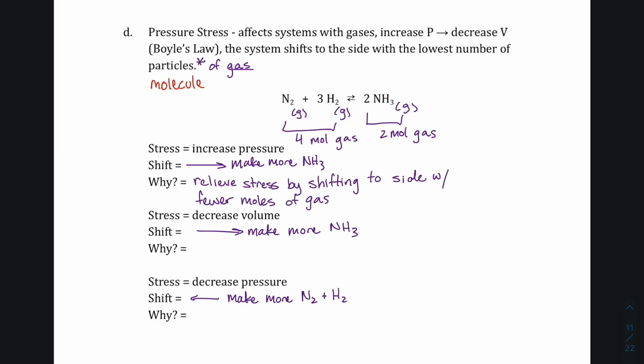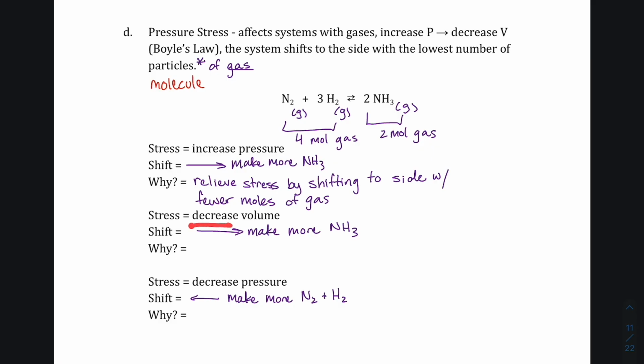All right, so if we increase pressure to relieve that stress, the reaction is going to shift to the side with fewer moles of gas because that will drop the pressure back down. The side with fewer moles of gas is the right-hand side, so the reaction will shift to the right and we will make more ammonia.